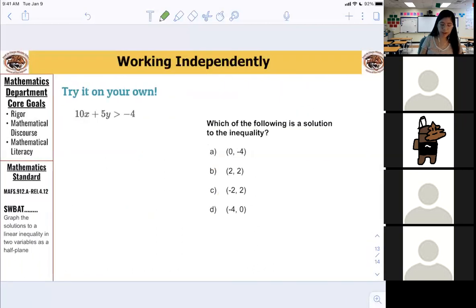All right, go ahead and give it a try. Same idea. We're trying to figure out which one is a solution. So you have to test each answer choice, plug it in, and see if the resulting inequality makes sense or not. I'll start with 5 minutes, but you guys tell me if you need more at the end of those 5 minutes.